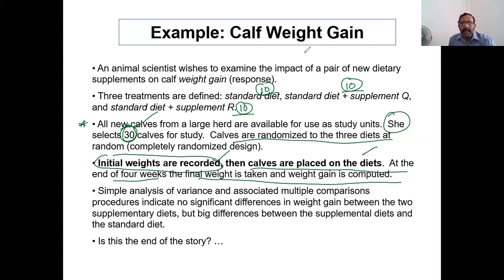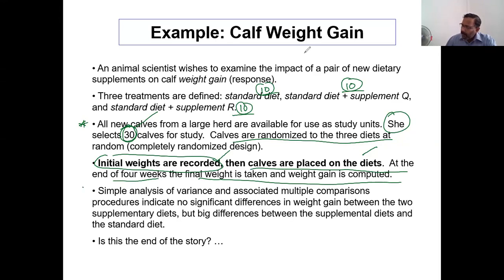Is it clear to everyone? You will have to understand the question first. We select 10 cows for each treatment, randomly selected, and we record their initial weight. Then we give the treatment, and 4 weeks after that, we measure the weight of all these cows.